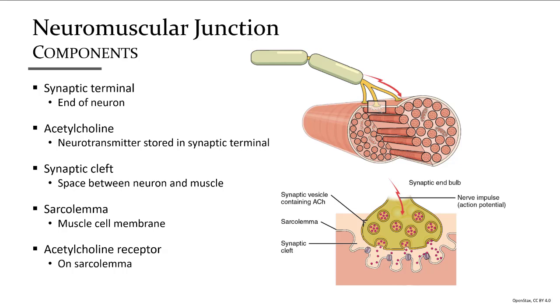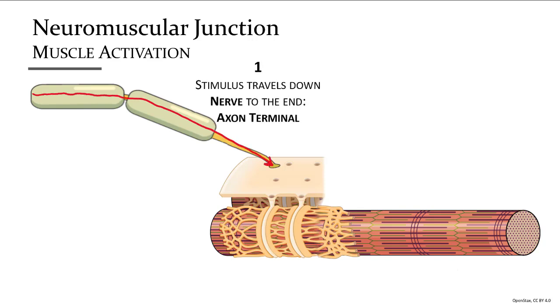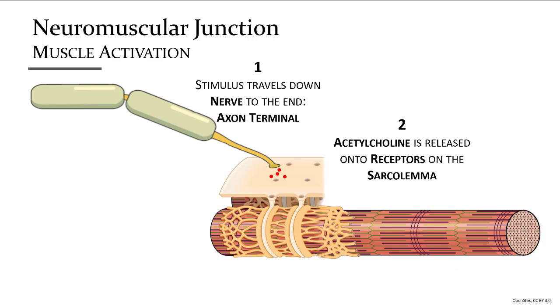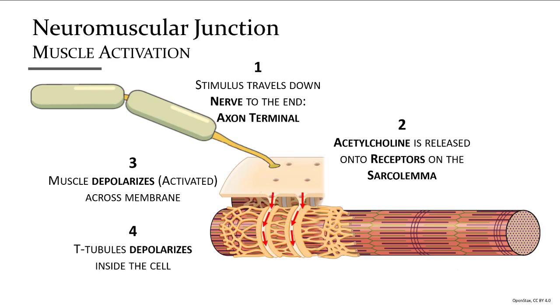That stimulus must get transmitted inside the muscle to ultimately cause the release of calcium inside the muscle for the contraction to take place. The steps for activating a muscle at a neuromuscular junction begin with an electrical signal traveling down a nerve. This causes acetylcholine to be released to bind to the receptors on the sarcolemma. That will depolarize or activate the muscle cell membrane, which just means it has become more positive and is thus activated.